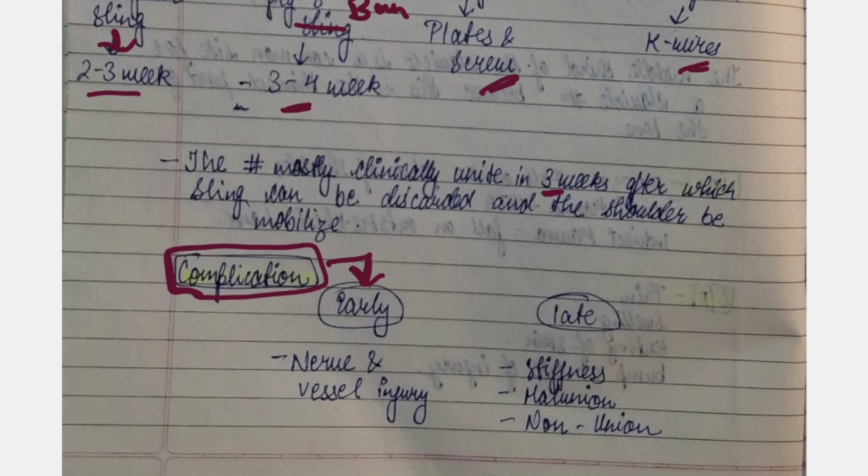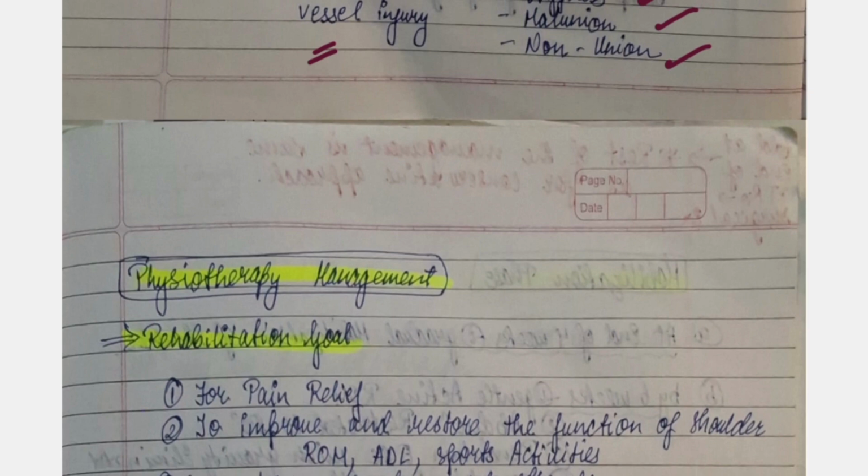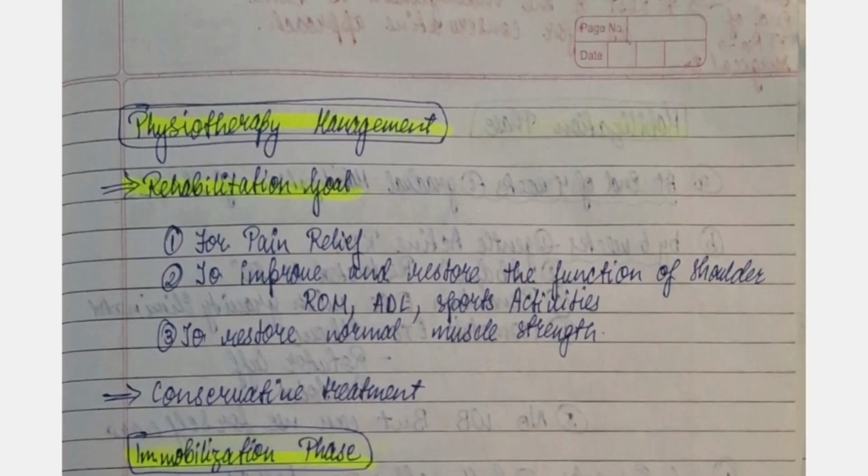Now let's see the complications. Complications can happen both early as well as late. In early, usually we can see nerve and vessel injury, and in late, usually stiffness, malunion and non-union can be seen. Now let's move on with the physiotherapy management. The rehabilitation goal will be pain relief, to improve and restore the function of the shoulder, its range of motion, activities of daily living and sports activities, and to restore normal muscle strength.